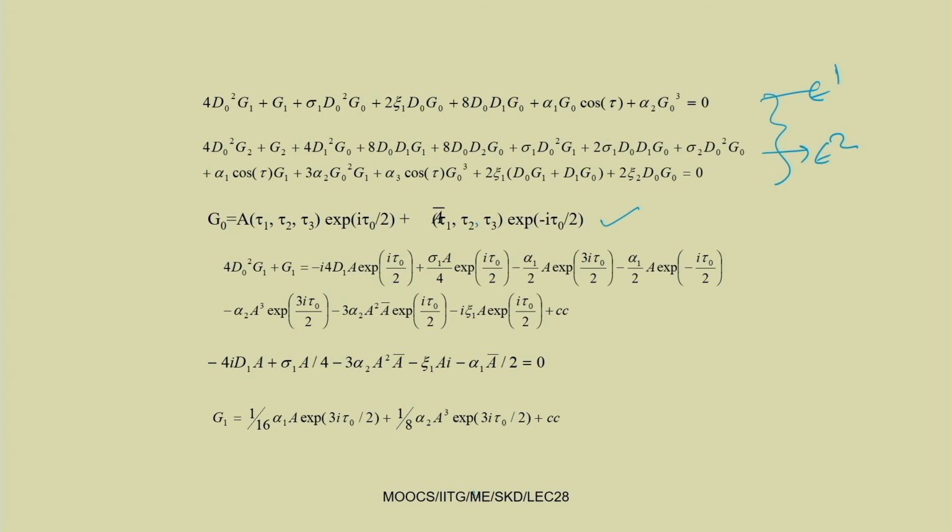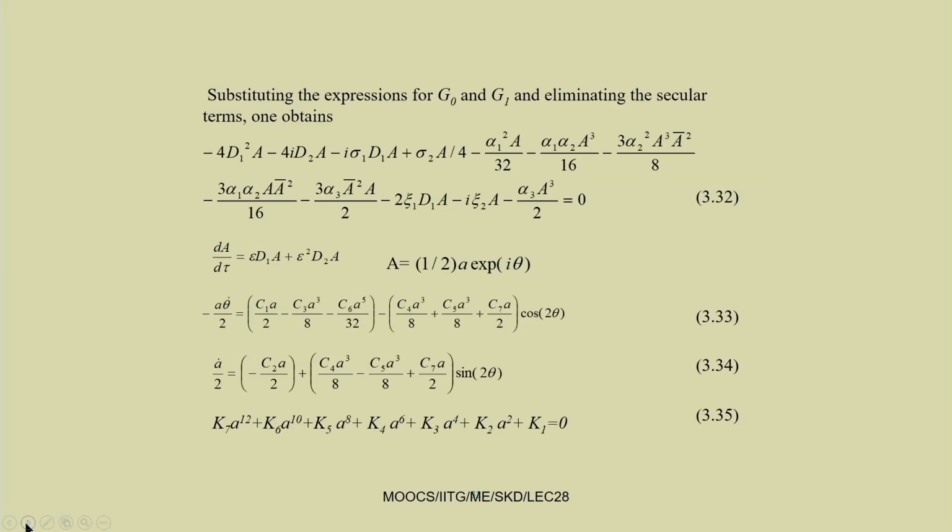So, substituting this equation in this equation, we can get the term, and from here we can see this is the secular term. Eliminating the secular term, we can have the expression for D1 a. Then from the second equation, after elimination of the secular term, we can find the expression for g1, and substituting that in the third equation, we get g0 and g1, and eliminating the secular term, we can get this expression.